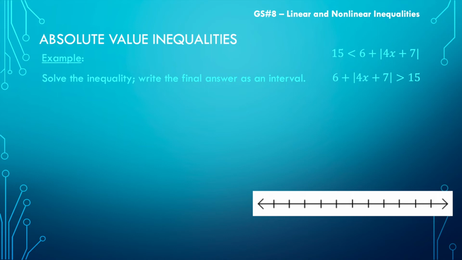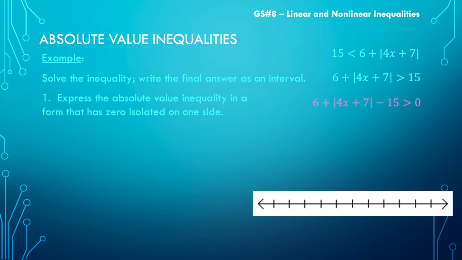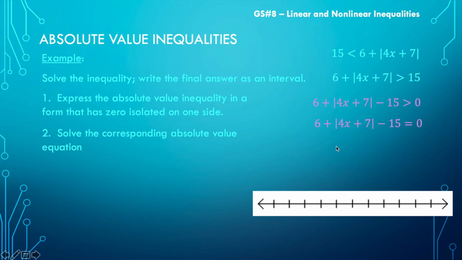So let's move that 15 to the left of the inequality symbol so that we're relating the inequality to 0. Okay, so I've got 6 plus the absolute value of 4x plus 7 minus 15 is greater than 0. All right, and now I want to go ahead and solve the corresponding equation. So I'm going to set that up as an equation and isolate the absolute value expression. So really, I'm just taking these constants and shifting them to the right.